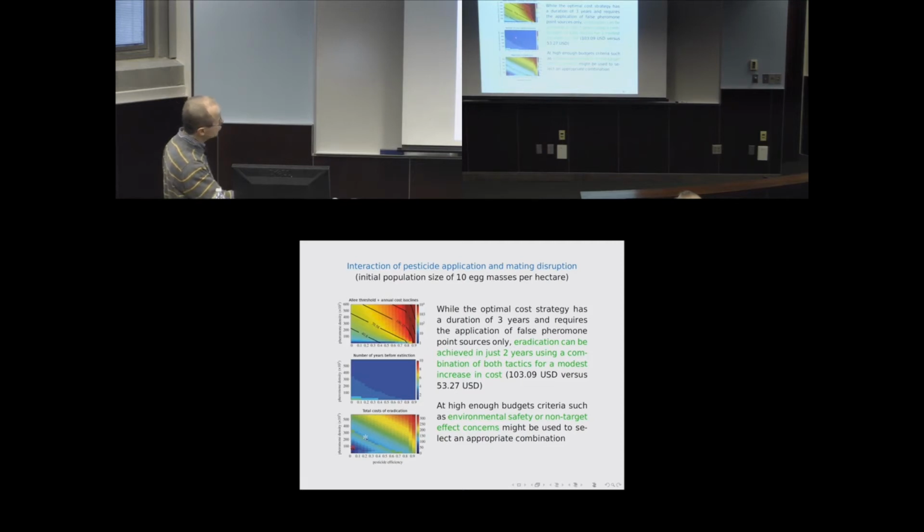If we would like to optimize for 2 years of eradication, then the best value is to use a combination of these two tactics. So only in this case, under the constraint that I would like to kill a population in 2 years, do we get an optimality that corresponds to the combined effect of both tactics.